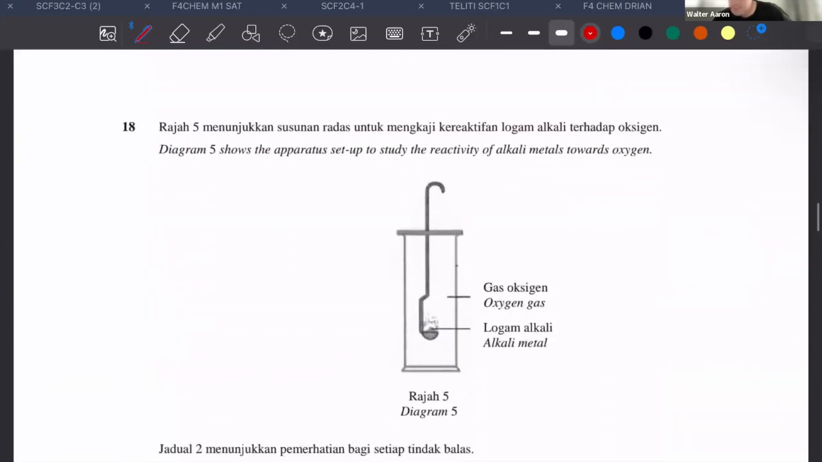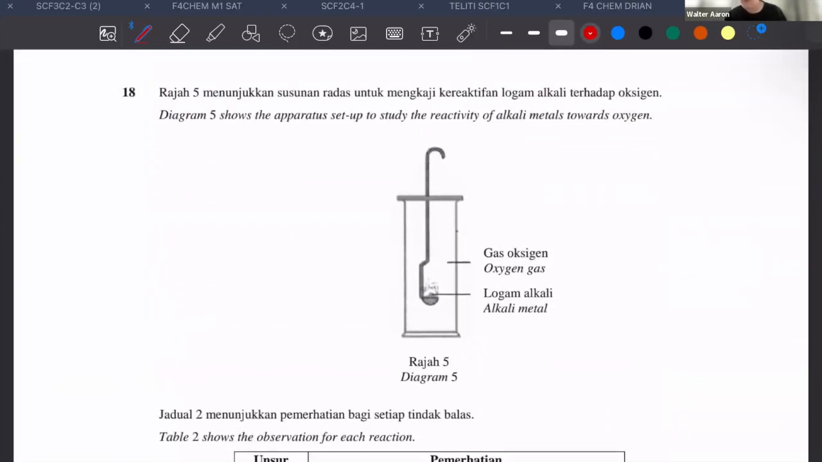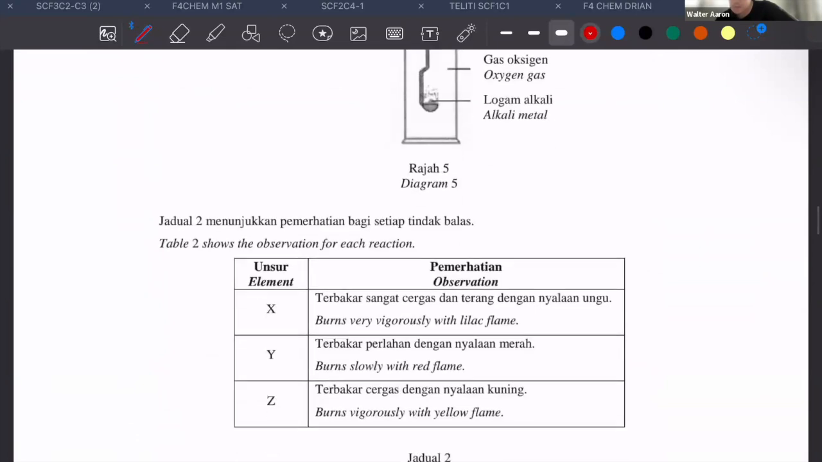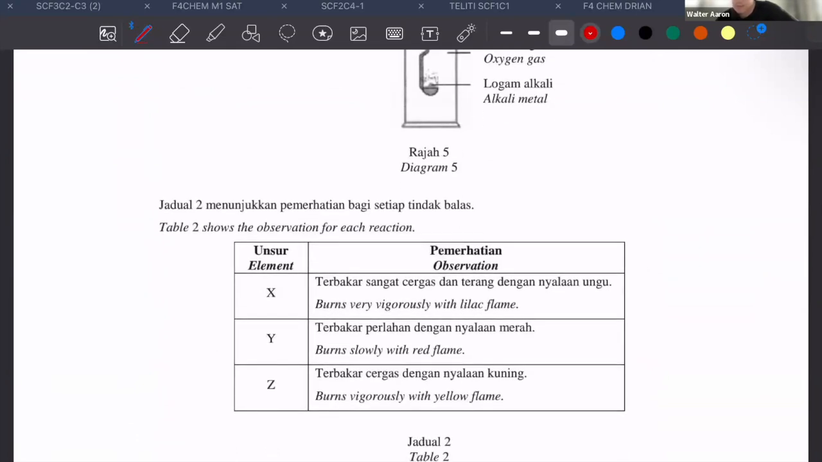18. Diagram 5 shows the apparatus set up to study the reactivity of alkali metals towards oxygen. Okay, so we have lithium, sodium, potassium usually. They can react with this oxygen. Table 2 shows the observation for the reaction. So X's observation would be burns with a vigorous reaction with a lilac flame.